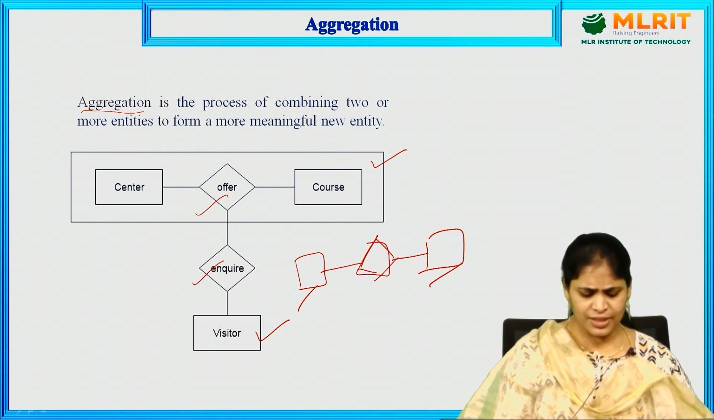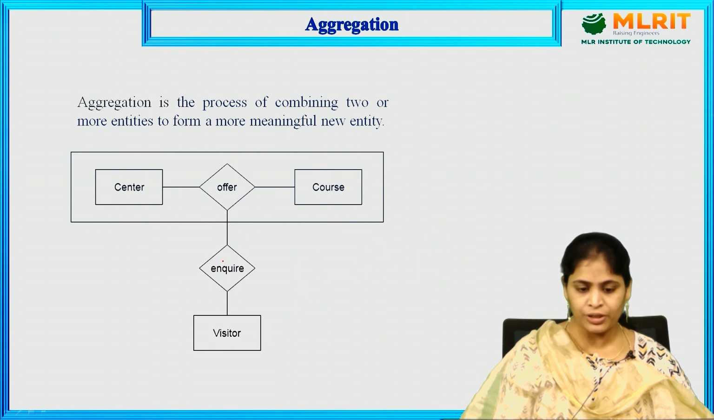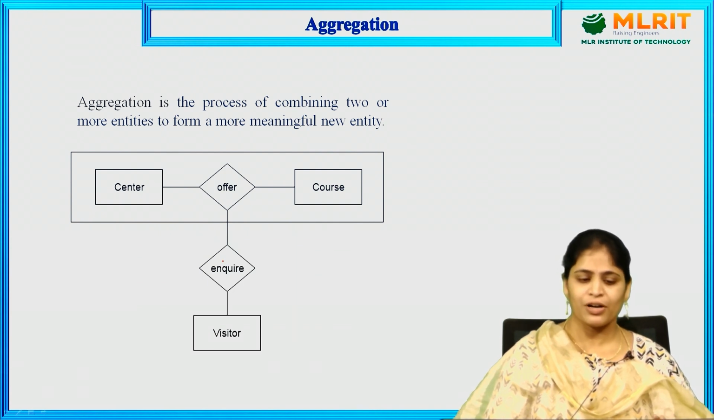So, the summary of this session is nothing but we have discussed about additional features of ER model, which includes key constraints, participation constraints, aggregation, and next specialization, generalization. So, these are the things which we have concluded, right?